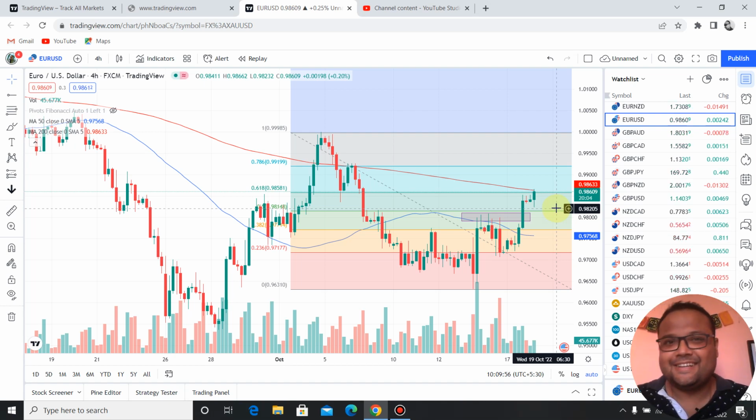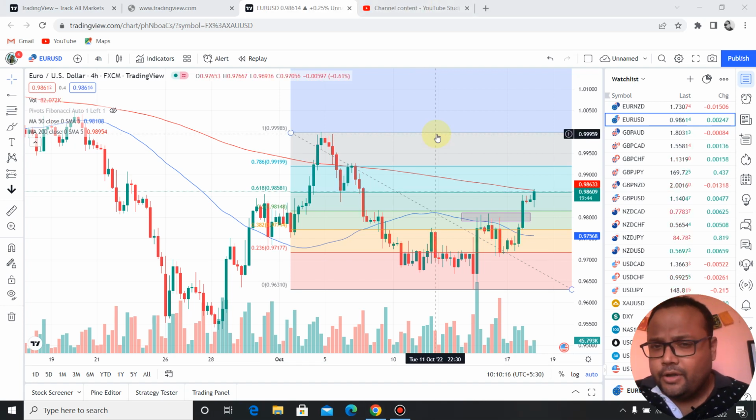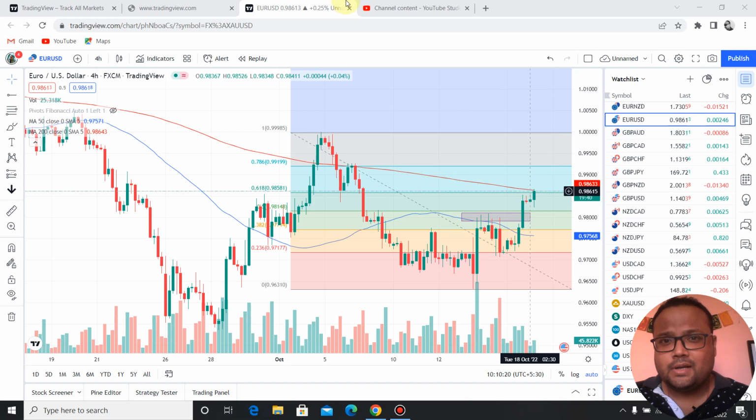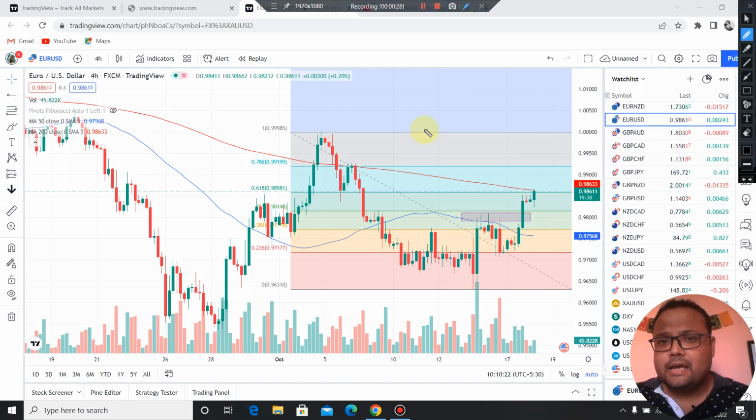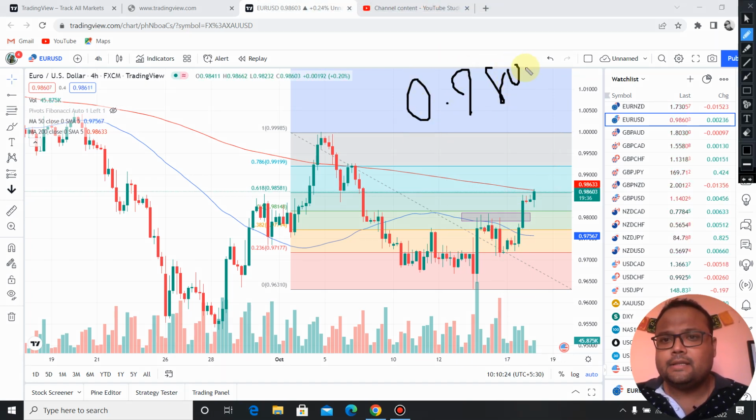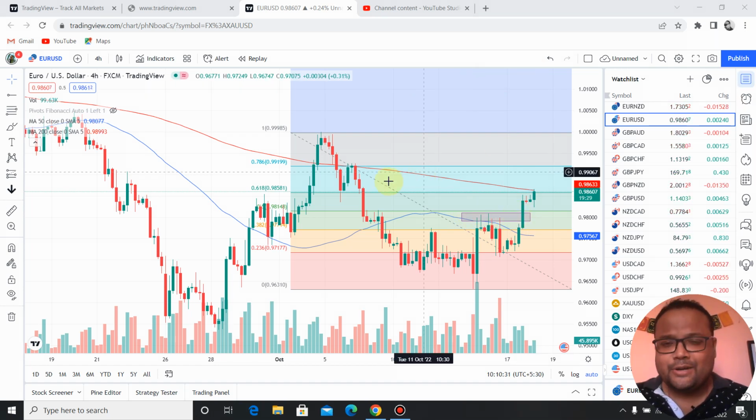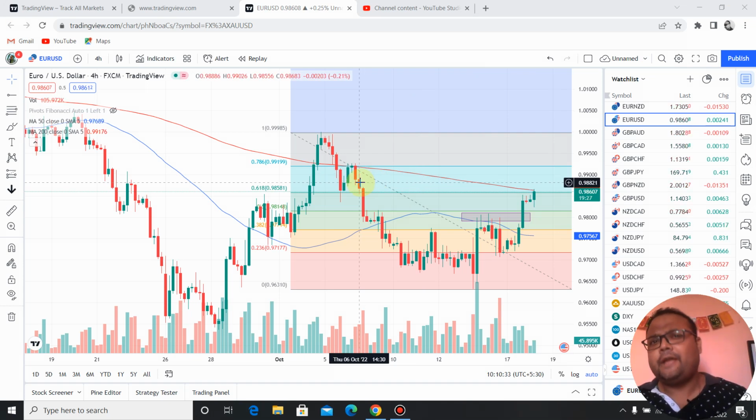So let's get started. This is a 4-hour chart of Euro USD, and yesterday we saw a good recovery on the chart of Euro Dollar. Right now, Euro USD is standing at 0.9861. Yes, we had a resistance around the 0.9800 level, and Euro USD broke it gracefully yesterday. So let's try to understand the trading opportunities for the day.